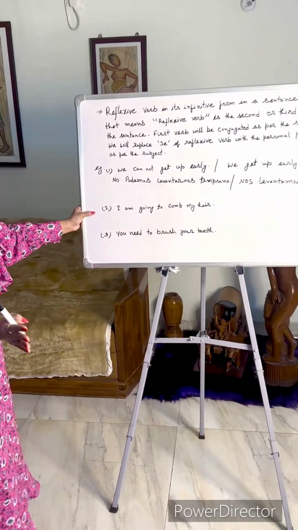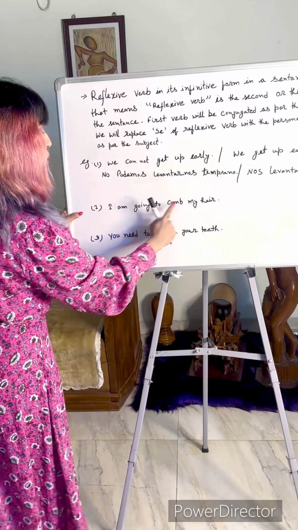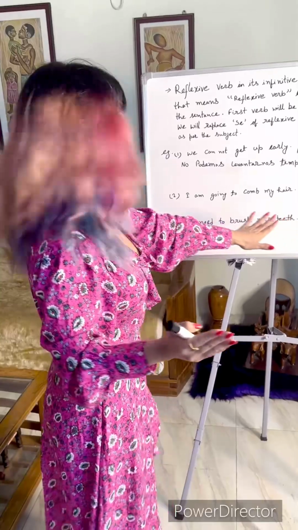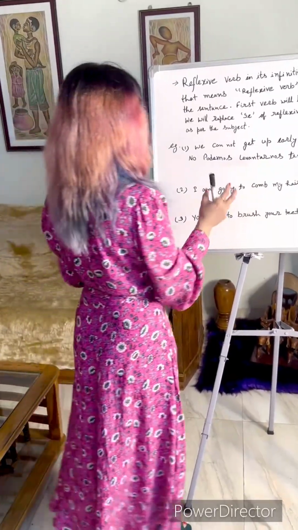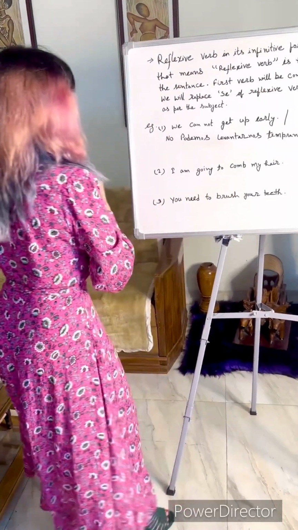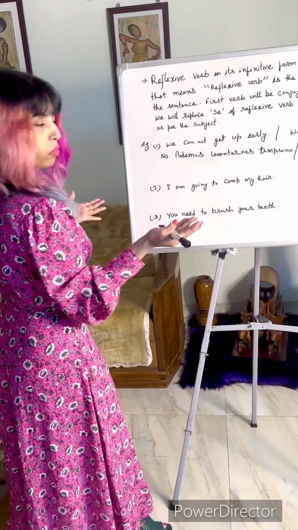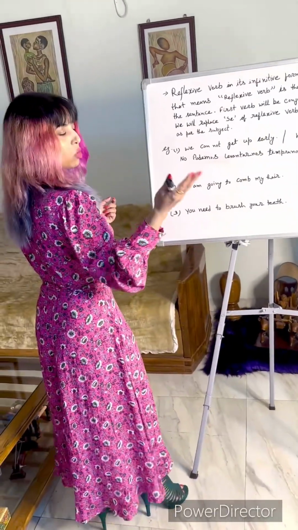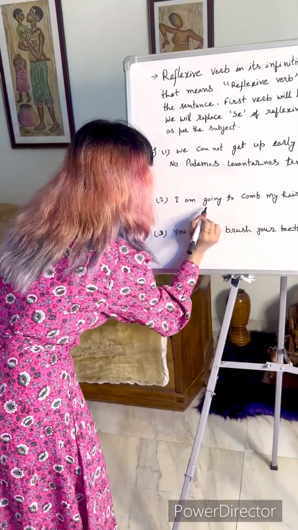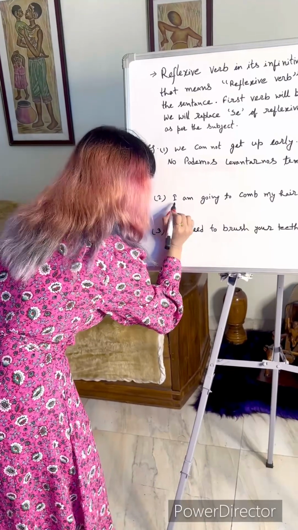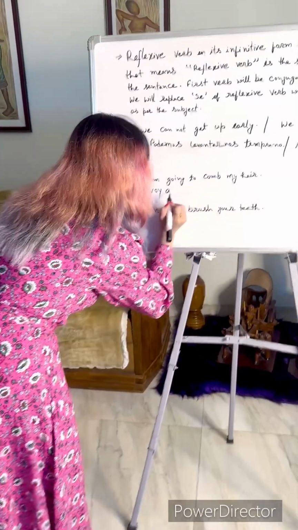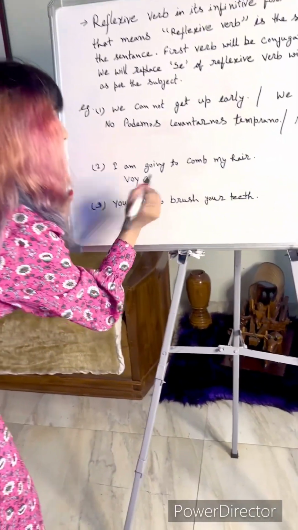Now we have the second sentence. I am going to comb my hair. So here again, combing my hair is a reflexive verb, and we have another verb, I am going. So ir is the verb for to go, and we will conjugate the verb ir as per the subject I. So voy, the I conjugation of ir, voy, and we will use it with the preposition a, voy a.